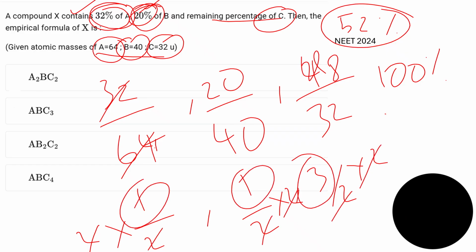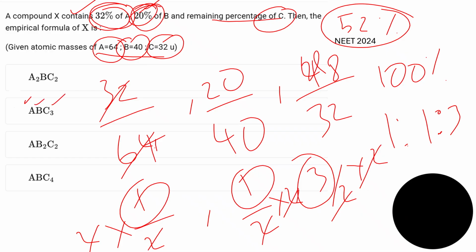This is the empirical formula, because it is a ratio of 1 is to 1 is to 3. Then A is 1, B is 1, C is 3. This is the way to solve this question.